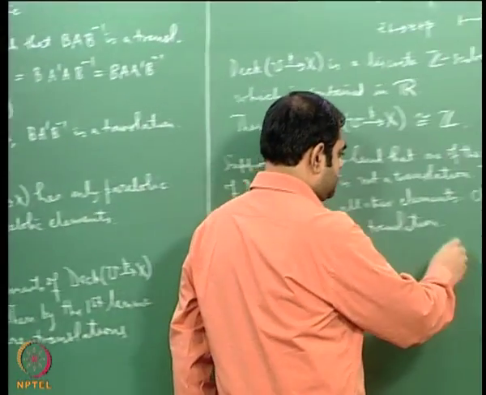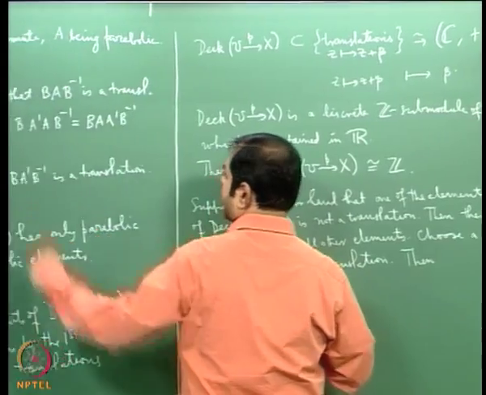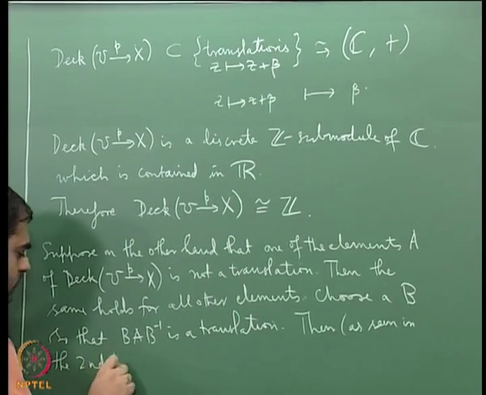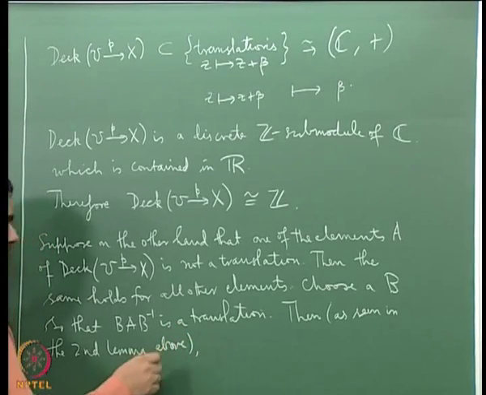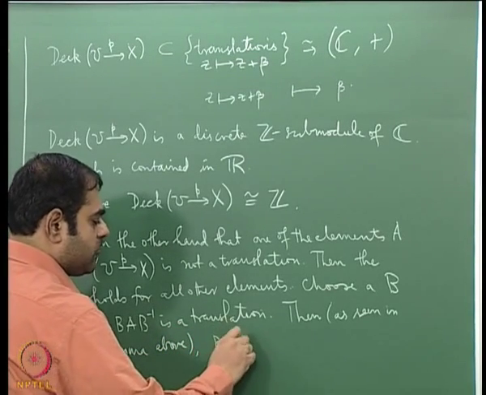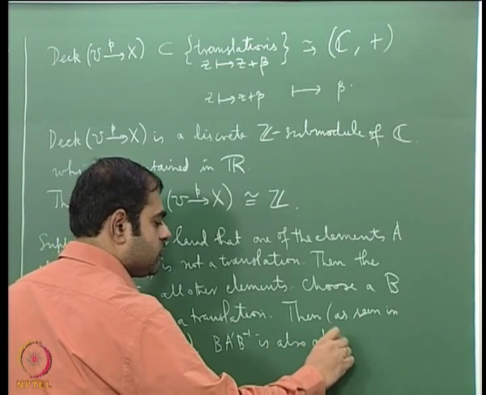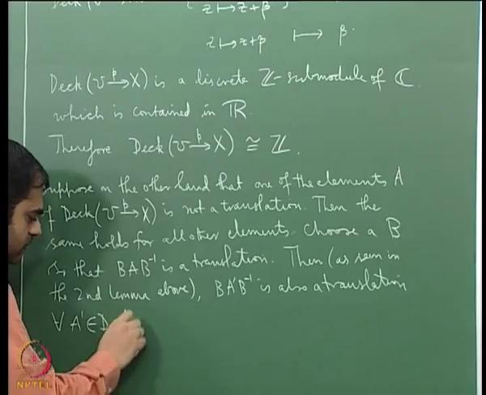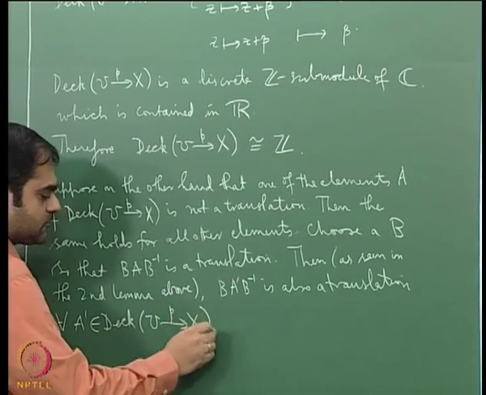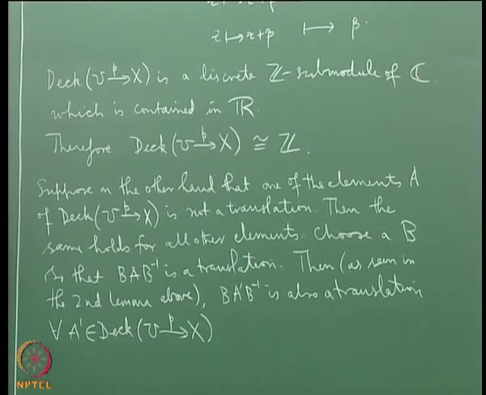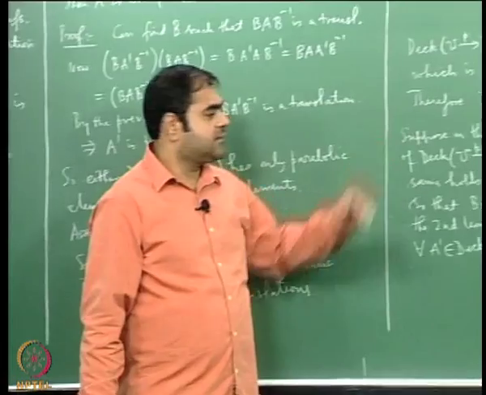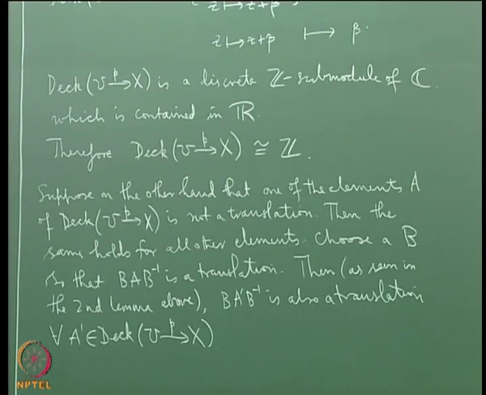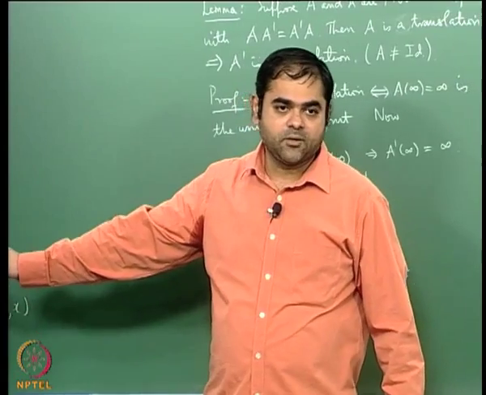Okay, so then, as seen in the second lemma above, BA'B inverse is also a translation for every A' in the deck transformation group. Okay, so what is the situation now? The situation now is that again you will find that the deck transformation group is isomorphic to Z. Only thing is that you have to shift to an isomorphic cover. So how do you do that? Let me go back to this diagram here, and write it down.